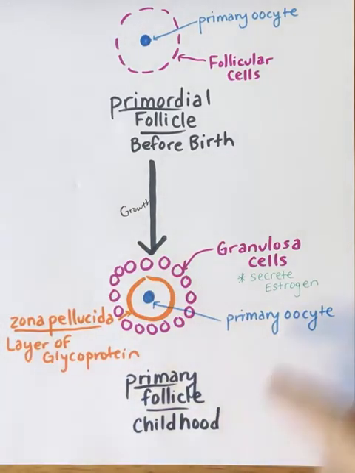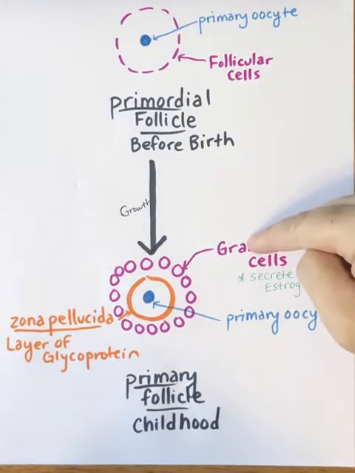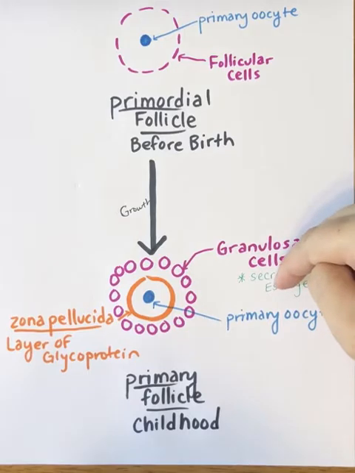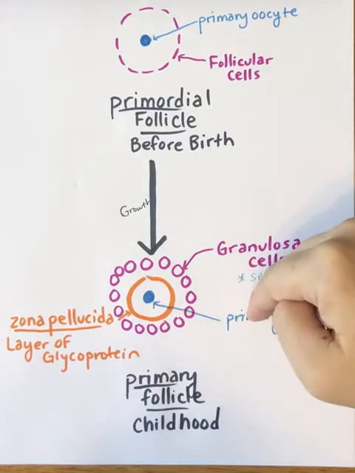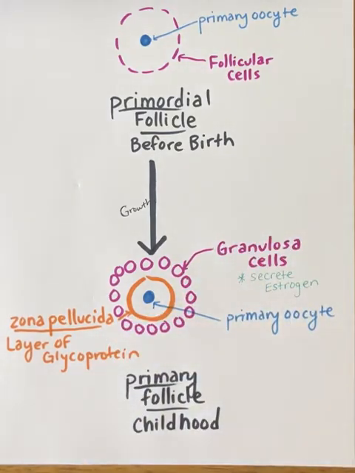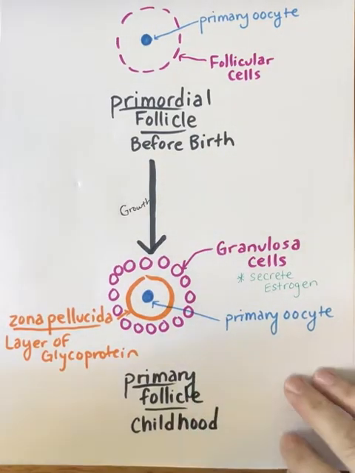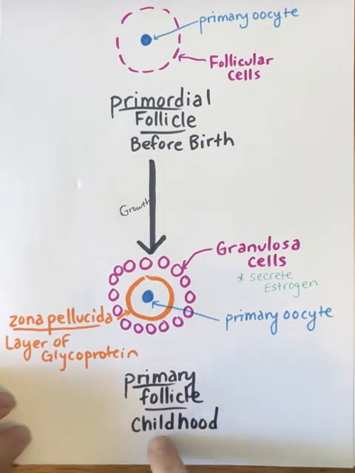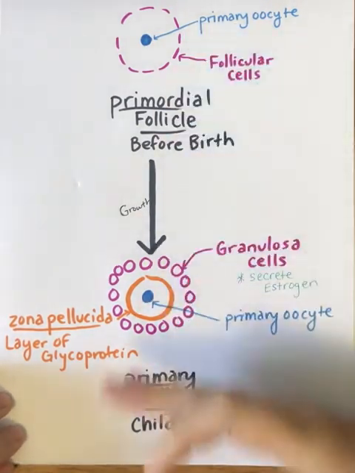So at childhood, your follicular cells become granulosal cells, which are going to secrete estrogen. Your primary oocyte is still there. Your follicle's growing, and your zona pellucida is going to form. Now, this has to change once you meet puberty. So at puberty, you start getting hormones that are going to make the follicle grow. So the next one, I would draw an arrow, but I'm trying to draw it large enough so that you can see it, is going to be what we call our secondary follicle.